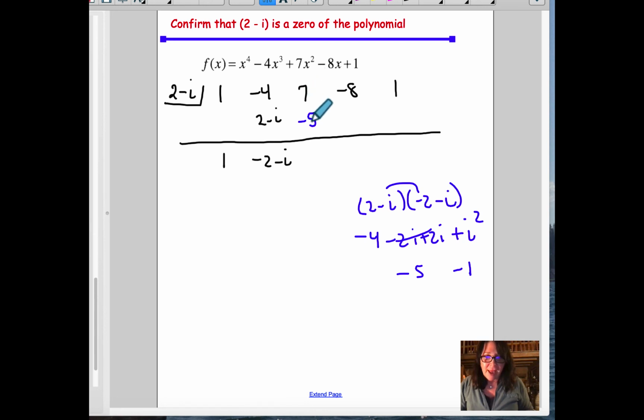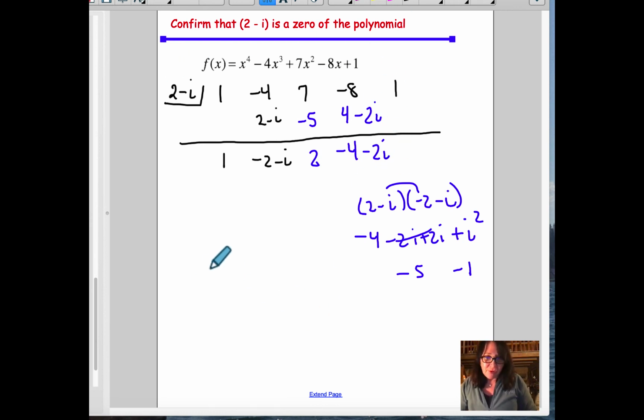So again, I'm going to add down. I get 2. Multiply across. So now I have 4 minus 2i. And now I'm going to add down. Negative 8 add 4 is negative 4. And then subtract 2i. So now I have to multiply across again.